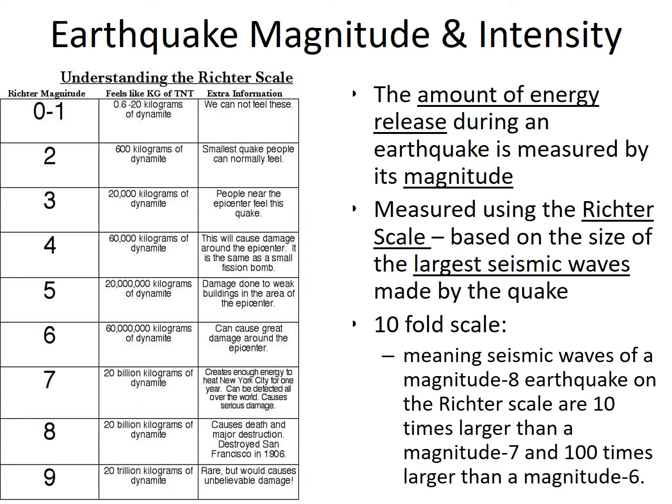Earthquakes are measured based on the amount of energy released, and it's called its magnitude, and it's measured using the Richter scale, based on the size of the largest seismic waves measured. It's a 10-fold scale, meaning seismic waves on an 8 are 10 times larger than a 7. So it's a logarithmic scale, if you are familiar with logarithms. A magnitude 8 is 100 times larger than a magnitude 6. You can look at this lovely Richter scale here.